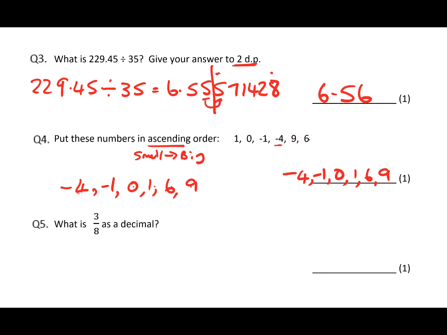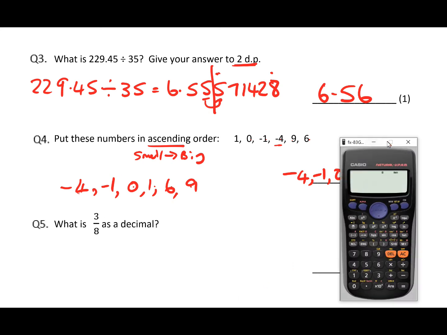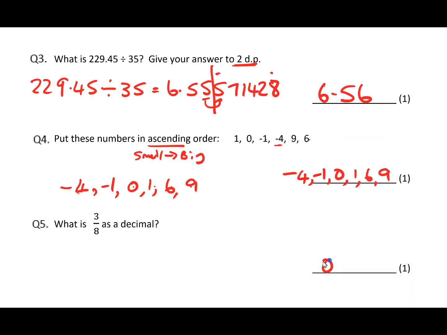Question 5. What is 3/8 as a decimal? So you should all know how to do this on your calculators. If you get your calculator and just type in the fraction 3/8, rocker switch down, 8, rocker switch to the right, equals, press SD, the SD does it for you, 0.375. And that's worth 1 mark.